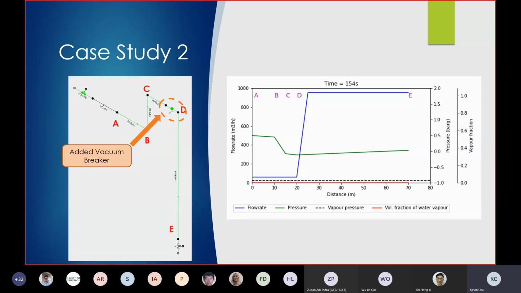And you can also notice that the flow rate after point D is increasing. This indicates the total flow of the water and the air after the activation of the vacuum breaker. So, let's say the flow is around 60 here, then the additional flow is coming from the air.